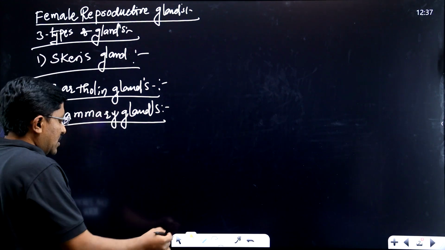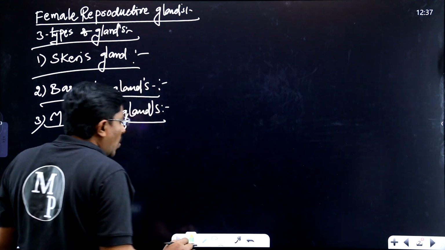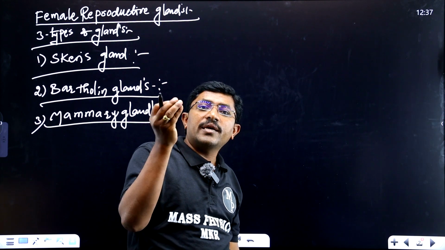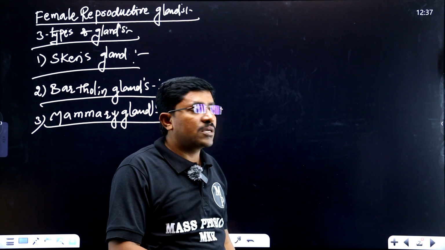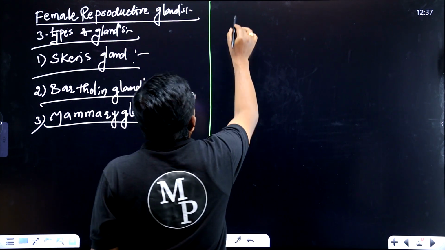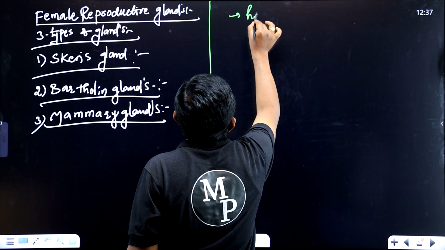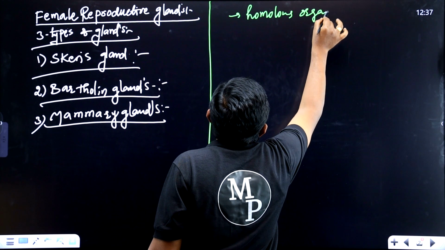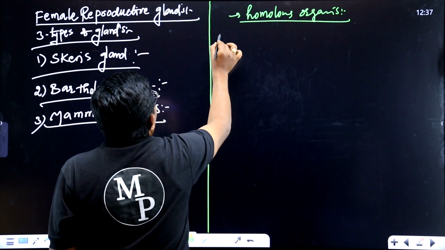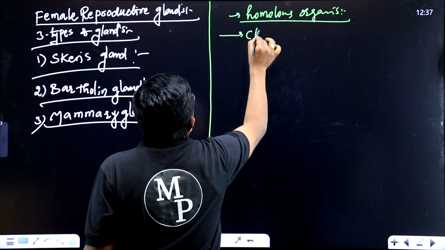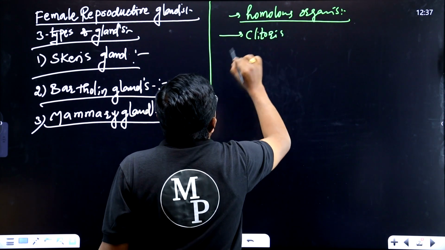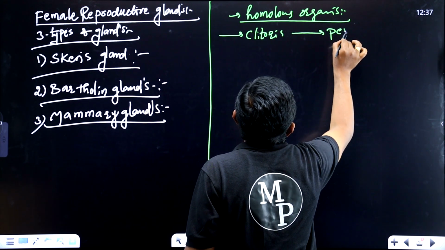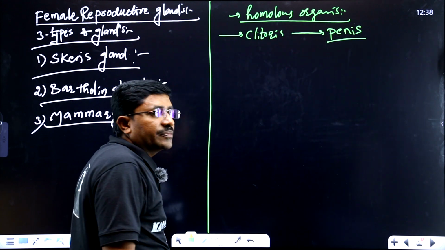Actually, some of these glands and female reproductive organs are homologous to male reproductive organs, so I will list them out. For example, the clitoris in the female reproductive system is homologous to the penis in the male reproductive system.